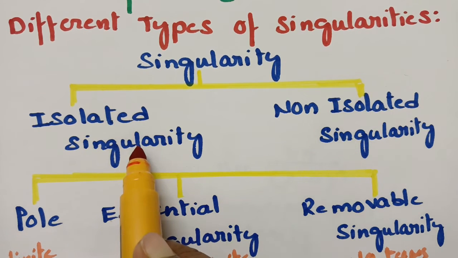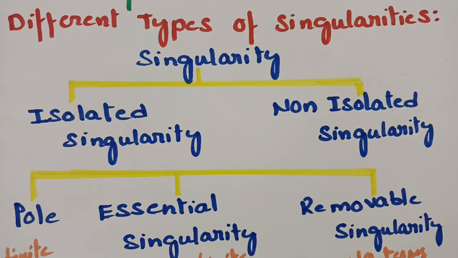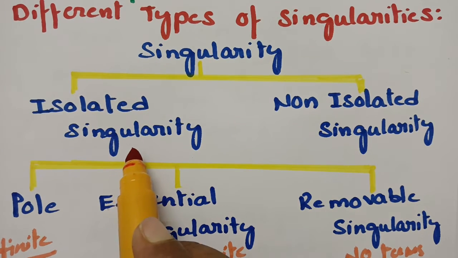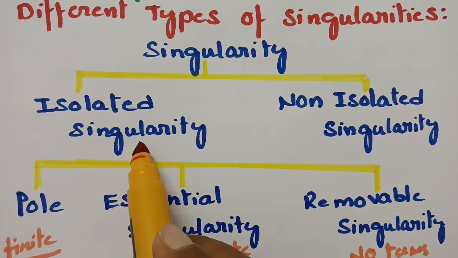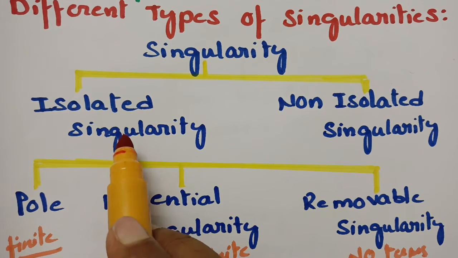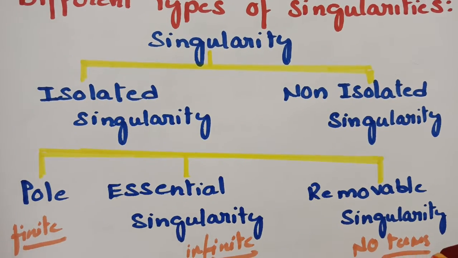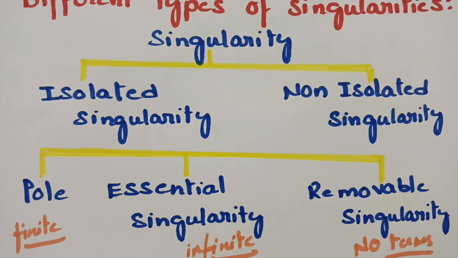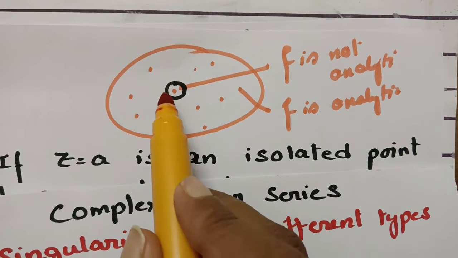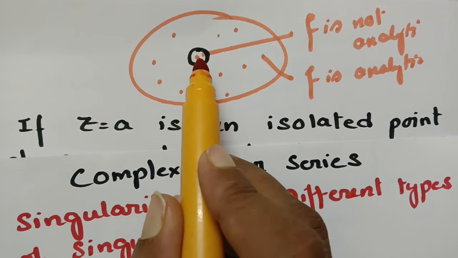What is an isolated singularity? Isolated singularity is nothing but, we have to delete that point in order to make the function analytic. So at a particular point, f of z is not analytic. The point which we isolate to make the function analytic is called an isolated singularity. The point which we are deleting from the entire contour in order to make the function analytic is called an isolated point.